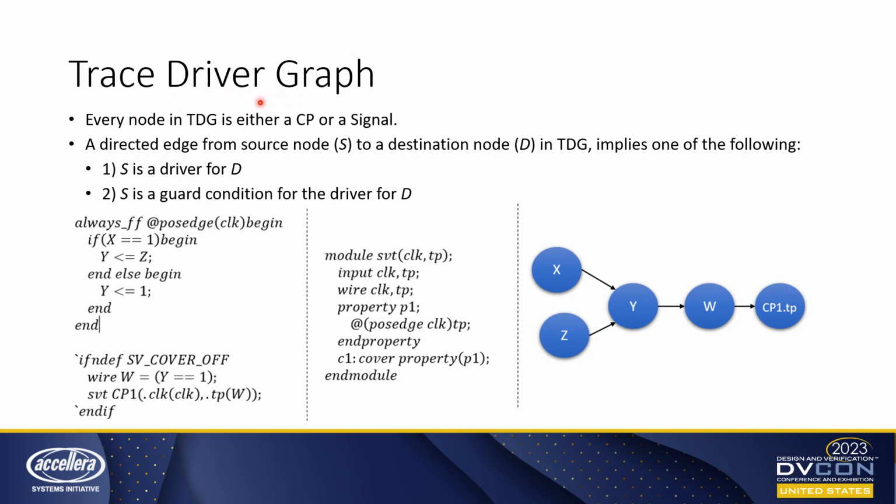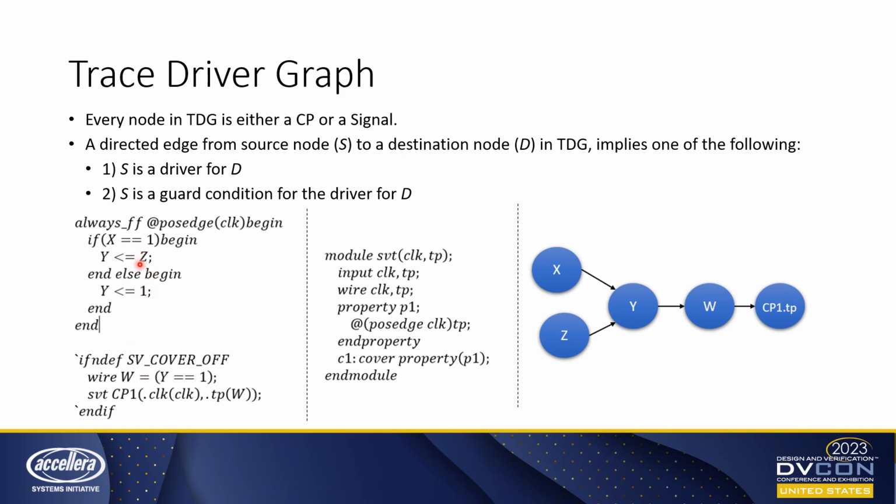The trace driver graph is nothing but a high-level abstraction of the underlying RTL. Let's explain this with an example. The code on the left is RTL code, and the figure on the right is the trace driver representation of this RTL. If you look at this RTL code carefully, you'll see signals like Y, which is being driven by either Z or 1 on a positive edge of a clock, depending on the value of X.